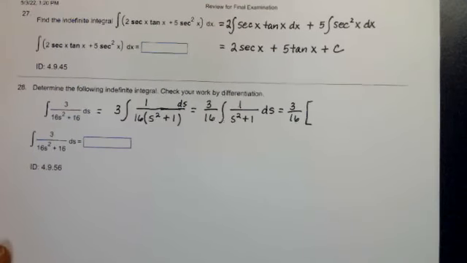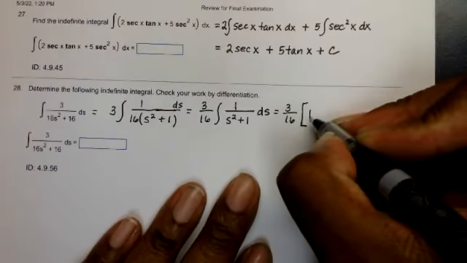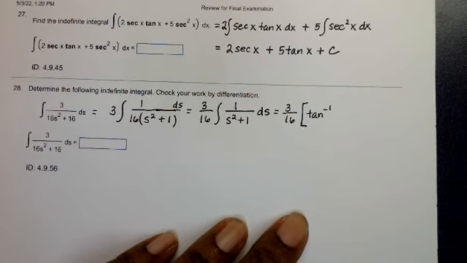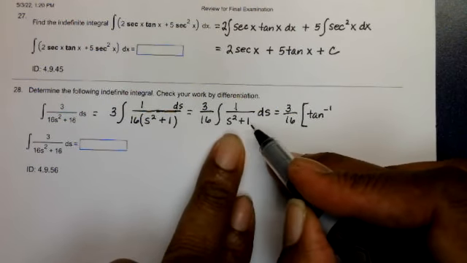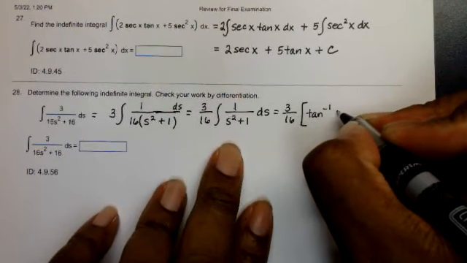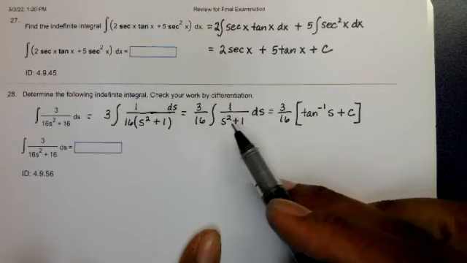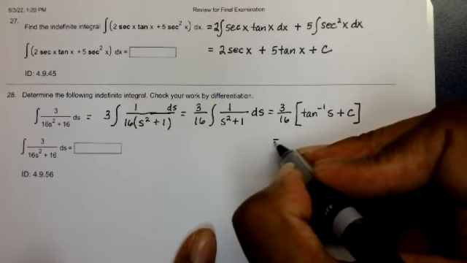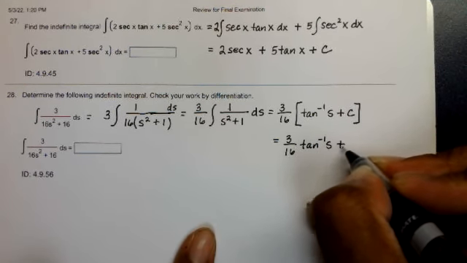Now that integral of 1 over s squared plus 1, if I integrate that, that's going to give me, and you might want to check this out in the notes, the inverse tangent of s over a. So here, this is s, that's your a. S divided by 1, which would just be s, and then plus c. Okay, because this right here matches up with the inverse tangent. So my final answer there will be just 3/16 times the inverse tangent of s, and then plus c.